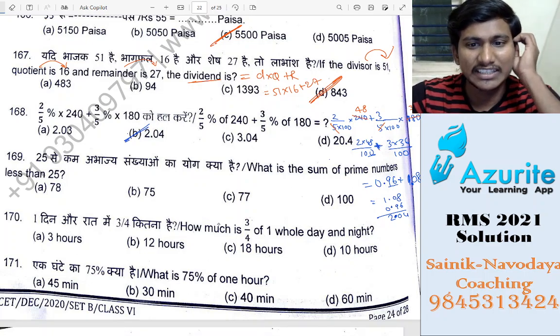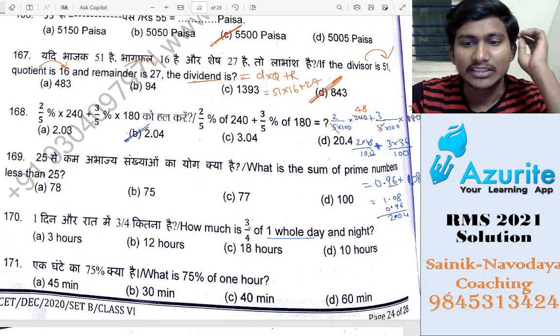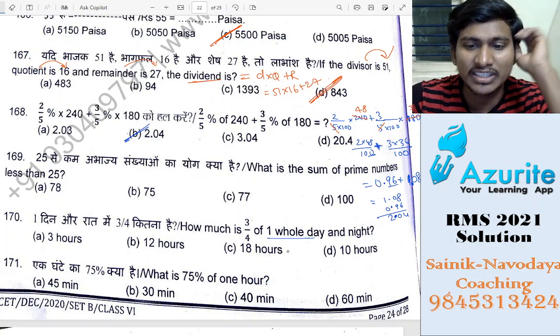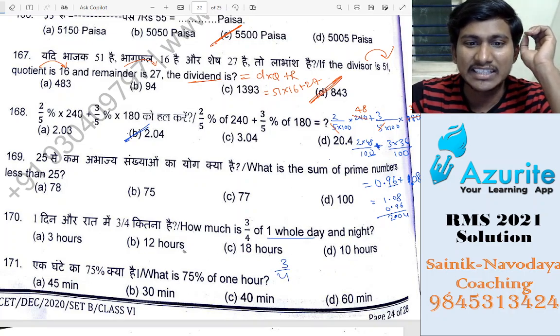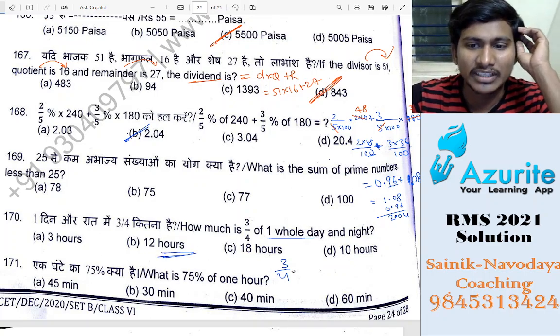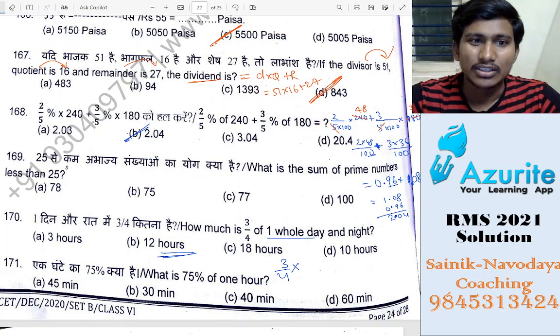That is 170. 3 by 4th of a whole day. 3 by 4th of one day means how much? So 3 by 4, one day they have given in hours. Then 169.